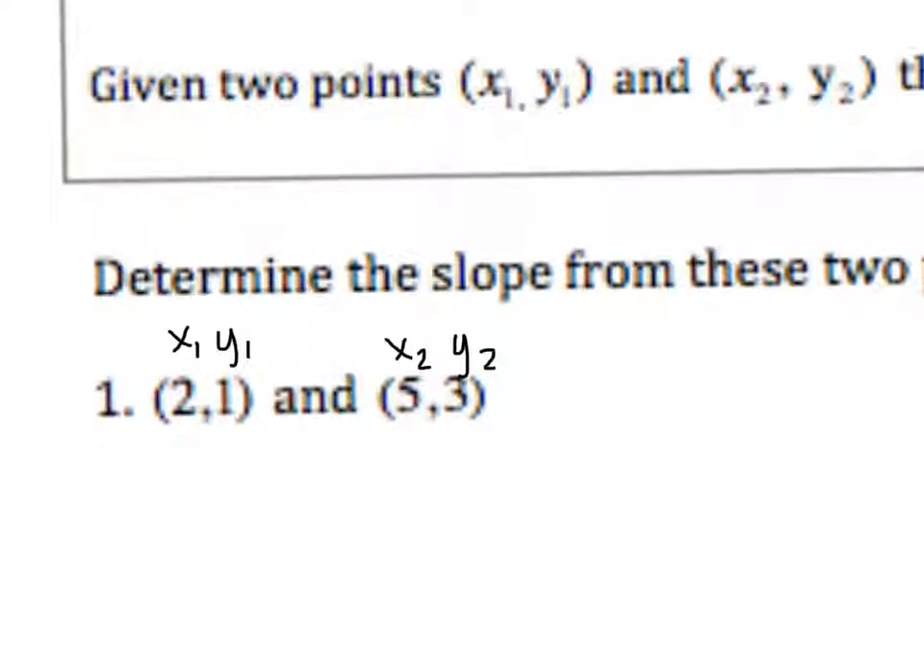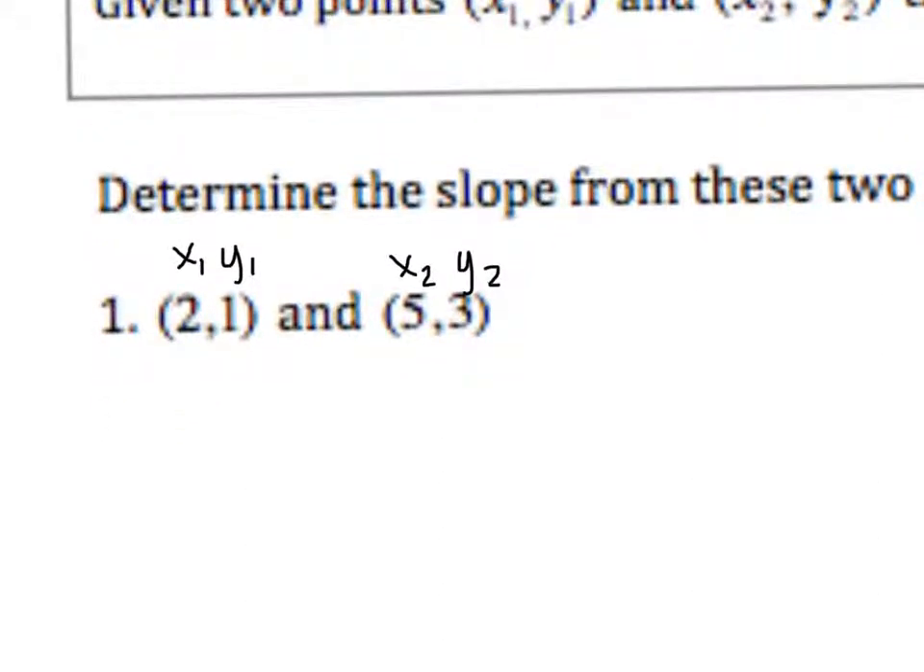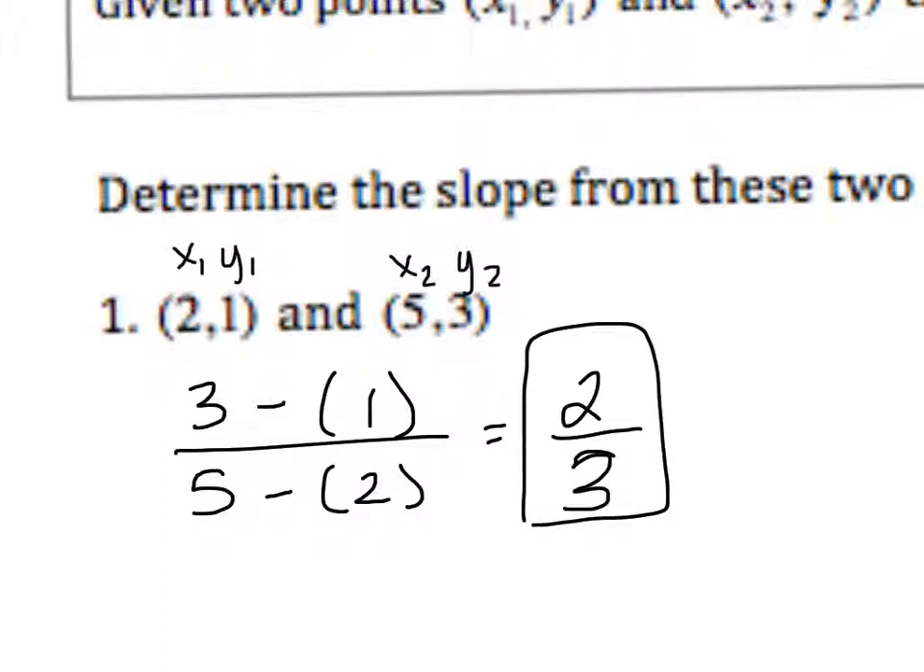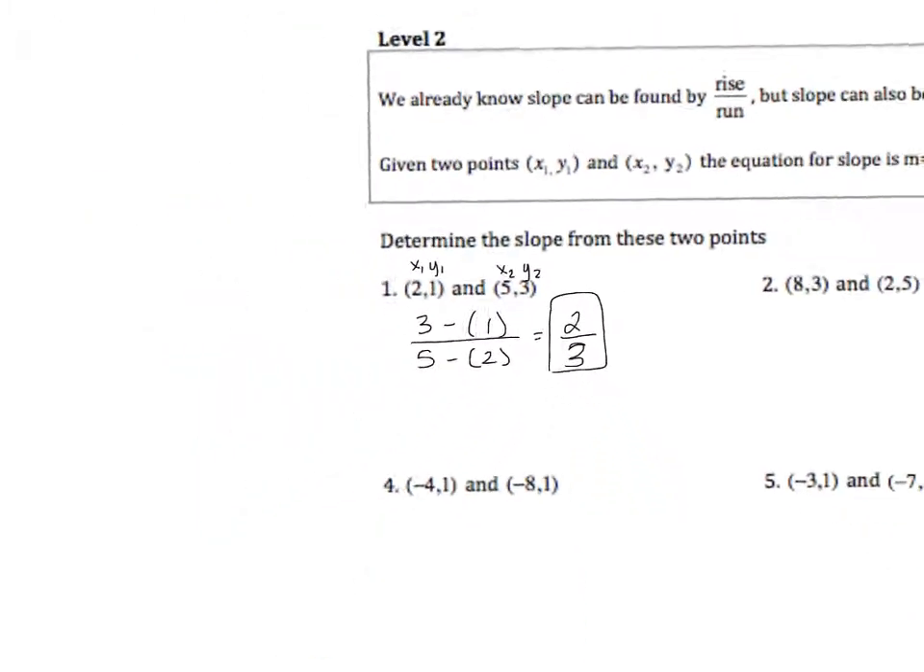So now what we're going to do is follow that rule of y2, which was 3, minus y1, and I always put the second number in parentheses, and then x2 minus x1. So then I'm going to go ahead and simplify. 3 minus 1 is 2, and 5 minus 2 is 3. And always check if you can simplify. Here you can't, so you're just going to leave it as 2/3.